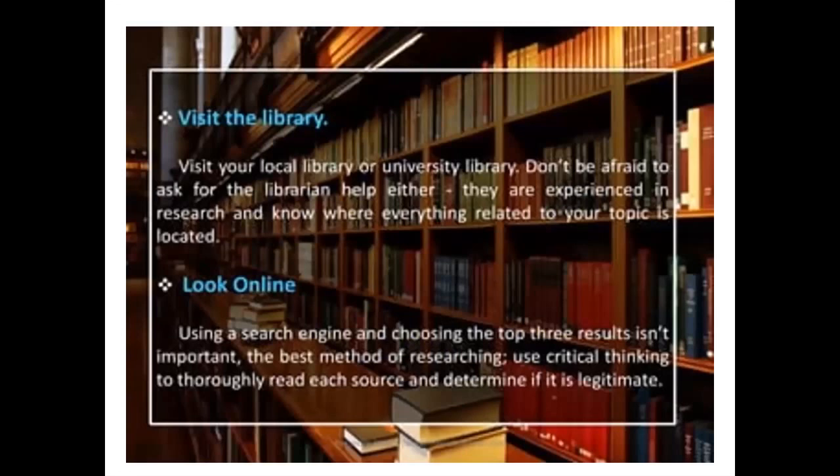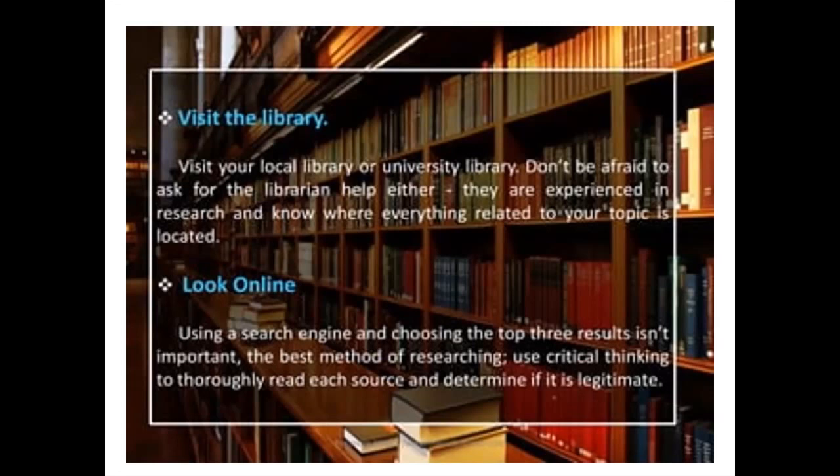Visit the library. You see some of the resources. I said don't depend on only 1 or 2. Visit your local library or university library. If you are a good researcher, in all your areas, there are libraries in your towns, not only the university library. There may be different books available in your local library. In the university library, maybe different sources, right?